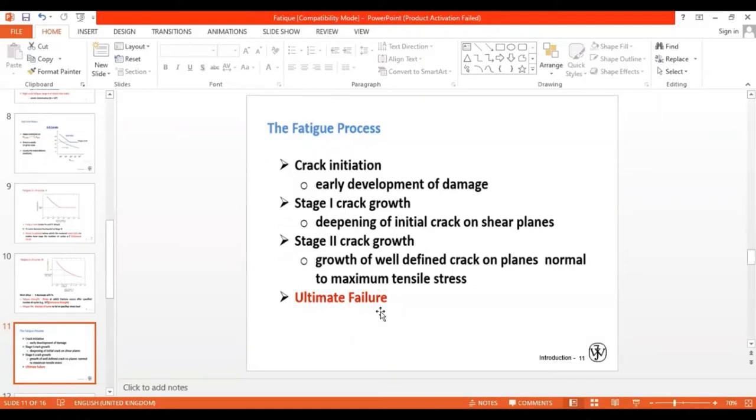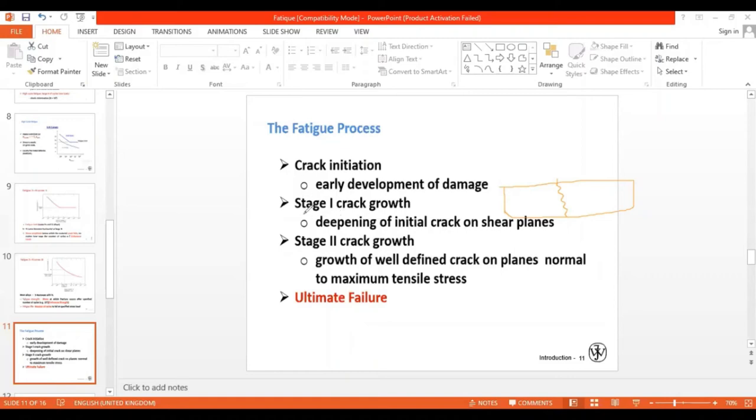So we see the first one, crack initiation. Crack initiation means early development of damage. When the cyclic stress is applied at a particular stage, a crack would be initiated. Whether we could observe it is a different story, right? That is the initiation of the crack. Then crack growth or propagation. After a certain time, say if the crack is initiated here, then that will propagate into the metal, right? Deepening of the initial crack on shear planes, which means getting inside the metal. Then growth of a well-defined crack on planes normal to maximum tensile stress.